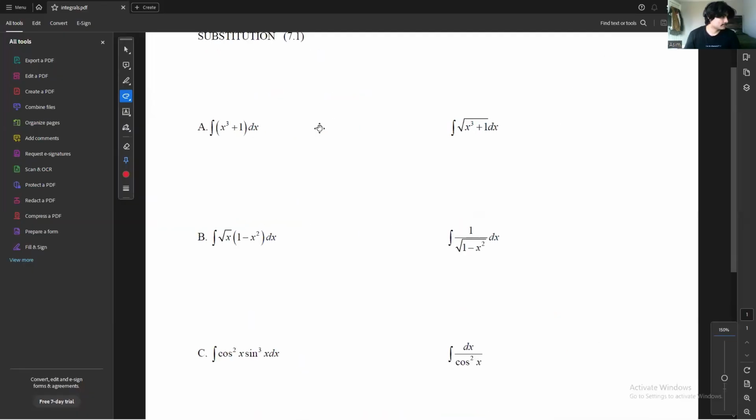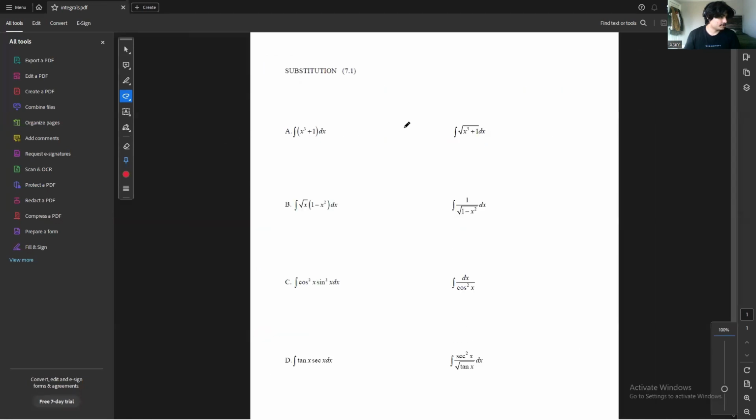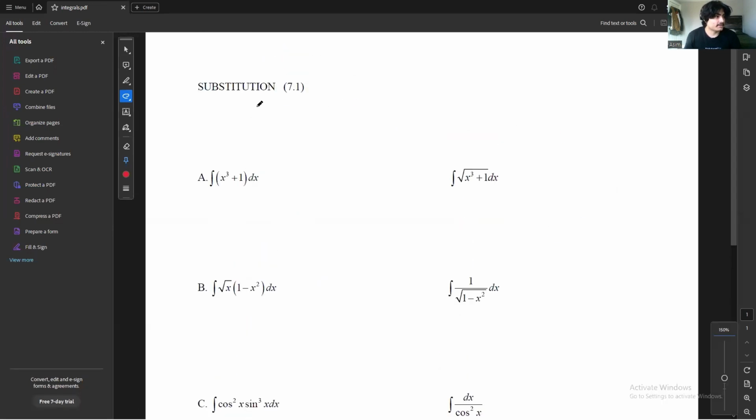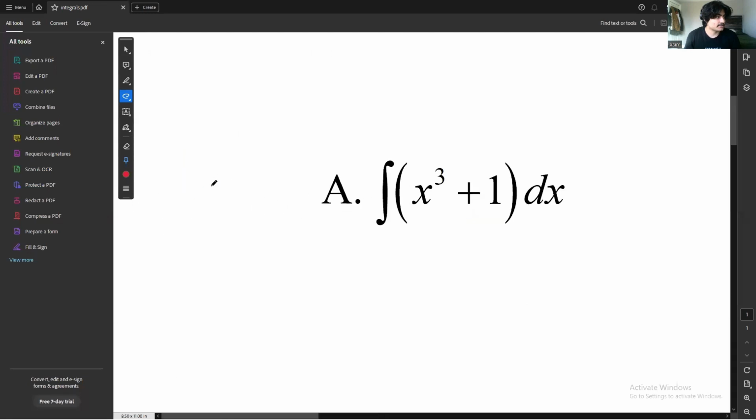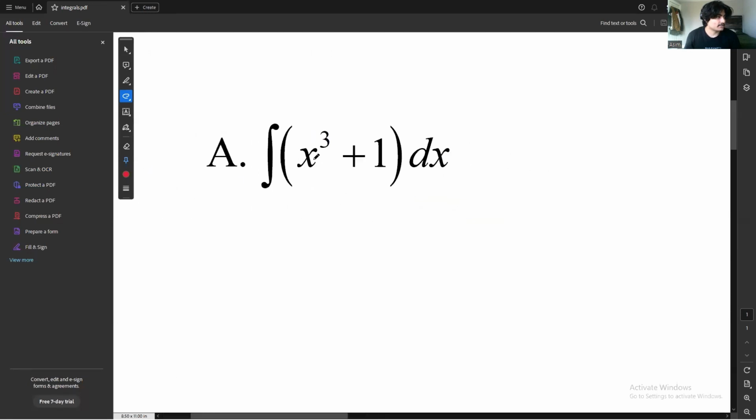So let's just get started. All right, guys, so we're starting with 8 integral questions, and we're just going to integrate these 8 unintegrated expressions. So let's just start with the first one. So x cubed plus 1.